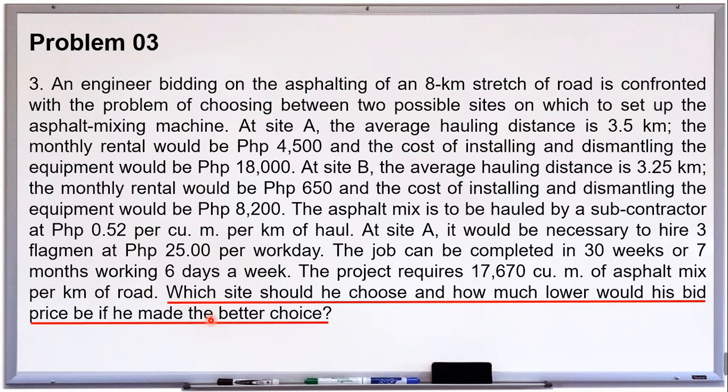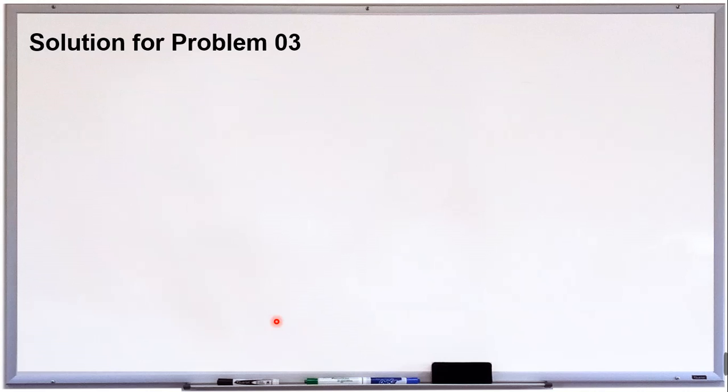So the question here is, we're going to select which site has the lower cost compared to the other. And the second requirement is, how much lower would this site be compared to the other site. Now, same with the previous two problems, we're going to evaluate each of these sites. Now let's start with site A.